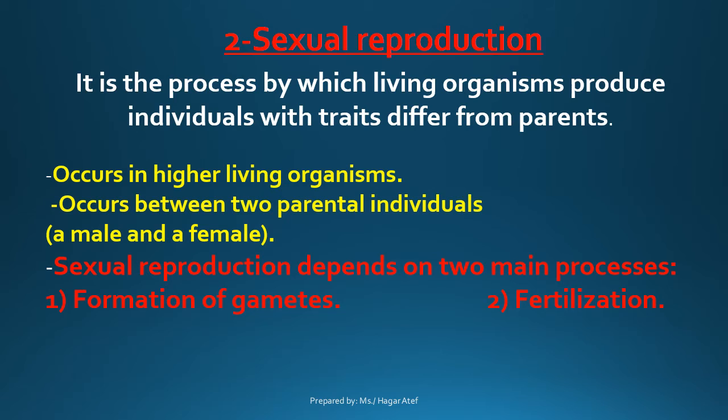Number 2, sexual reproduction. It is the process by which living organisms produce individuals with traits that differ from their parents. It occurs in higher living organisms, between two parental individuals, male and female. Sexual reproduction depends on two main processes. Number 1, formation of gametes. Number 2, fertilization.